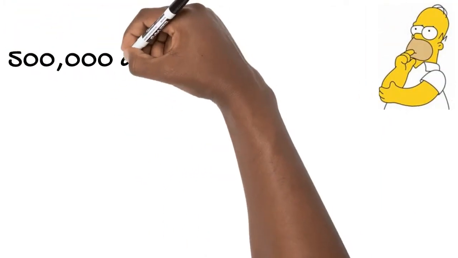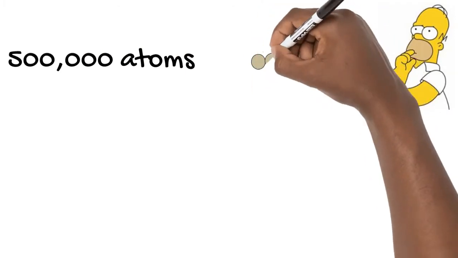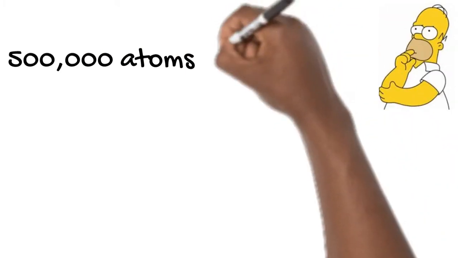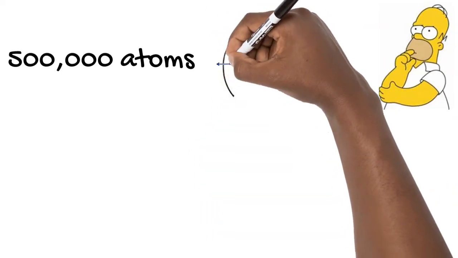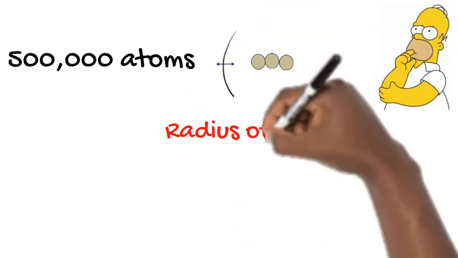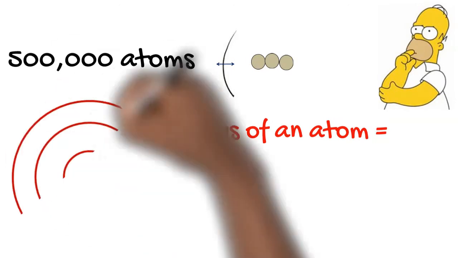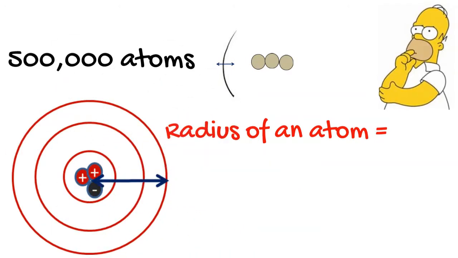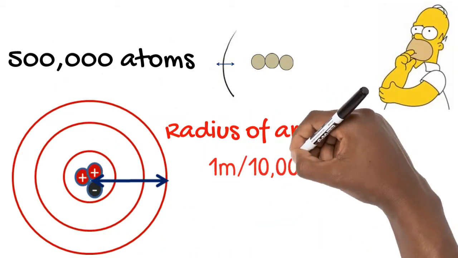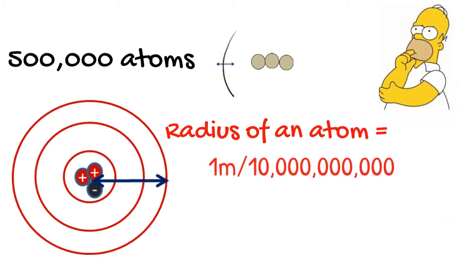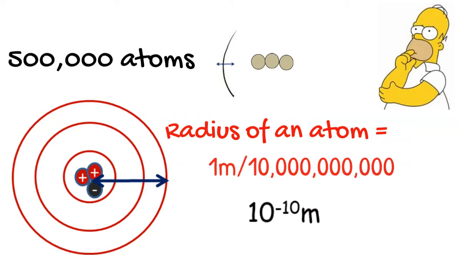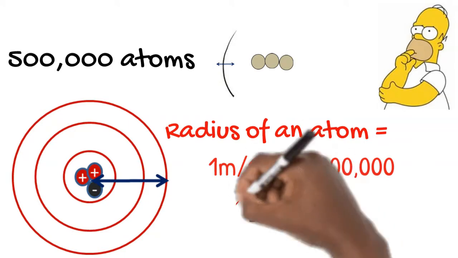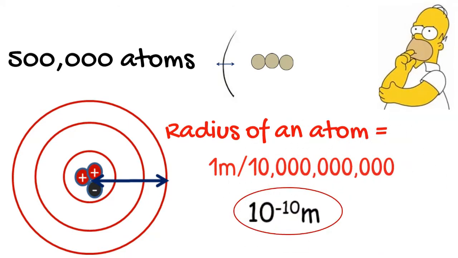So how big is the atom? Well, imagine placing 500,000 atoms next to each other like this. It would only be as thick as a human hair, and by thickness I mean the width. So the radius of the atom, which is measured from the center of the atom, is like dividing 1 meter by 10 billion, which is 10 to the power of minus 10, which means the atom is really small, and you have to know this for your exam.